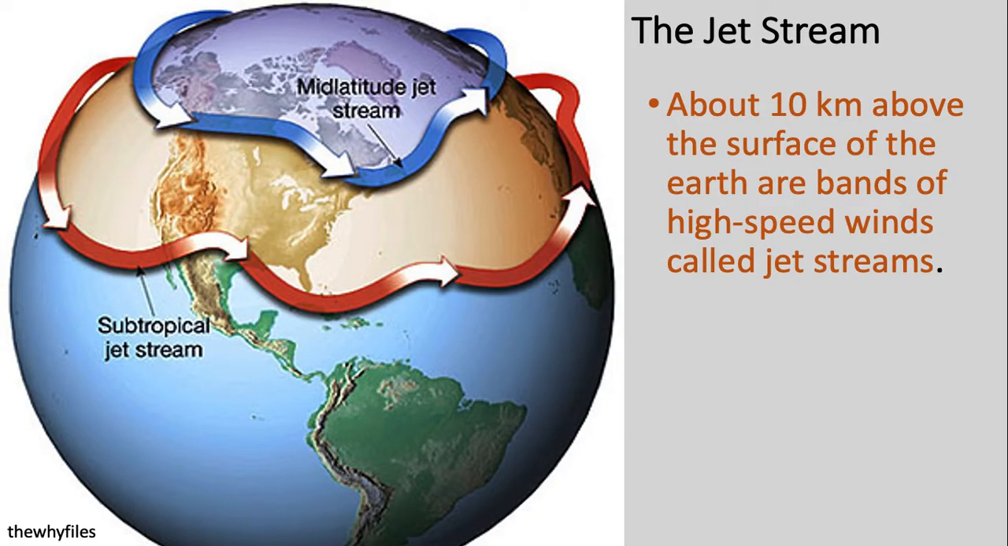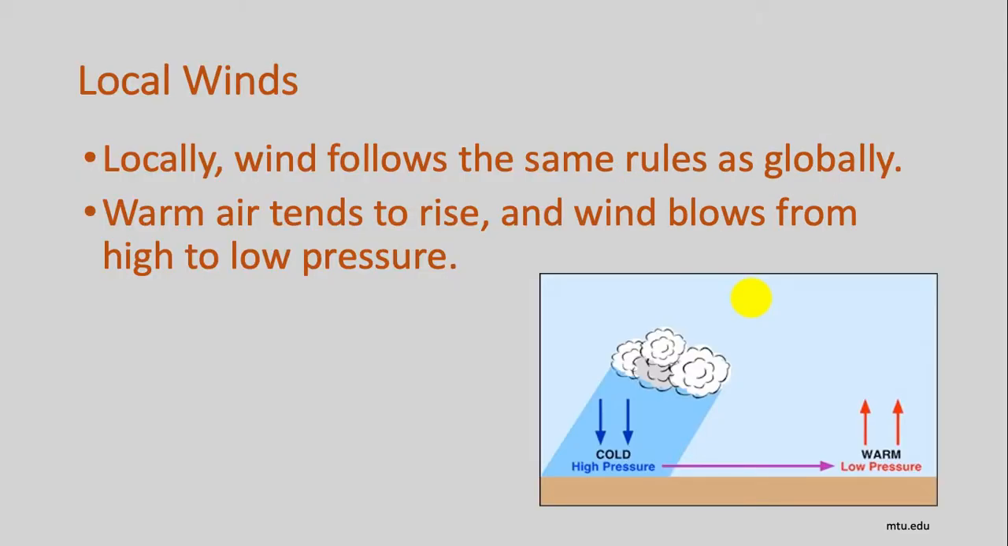About 10 kilometers above the surface of the Earth are bands of high-speed winds called jet streams. Local winds. Locally, wind follows the same rules as globally. Warm air tends to rise, and wind blows from high to low pressure.